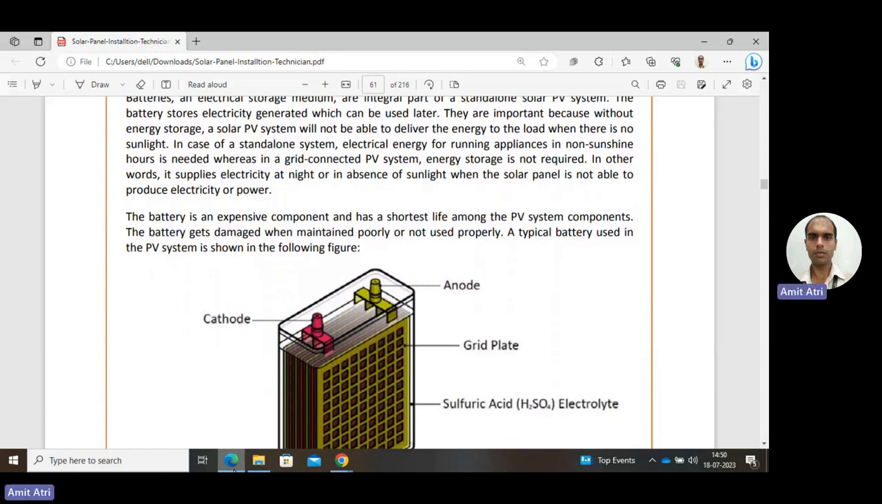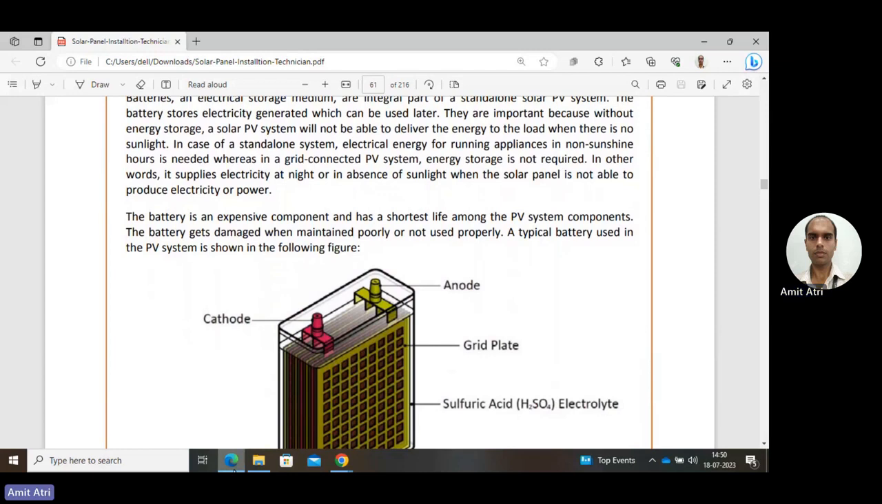In case our system is grid connected, we don't necessarily need a battery because during the absence of solar energy, we can purchase power from the grid. Whereas in the case of a standalone system, we need a battery to make a constant supply to the load.